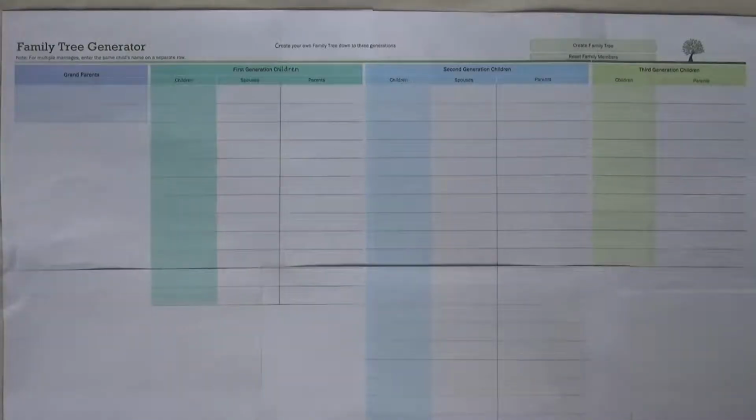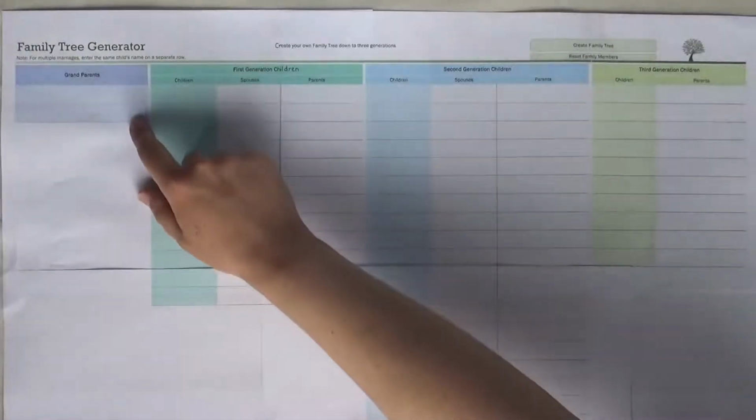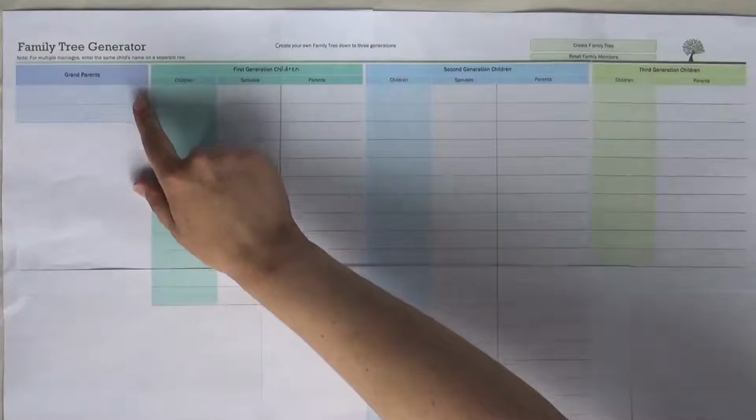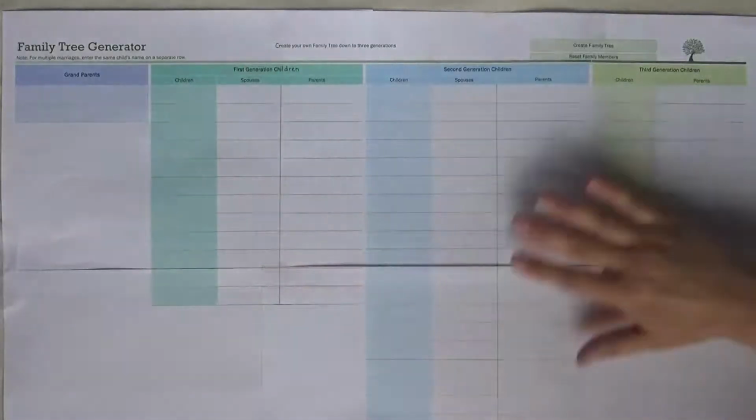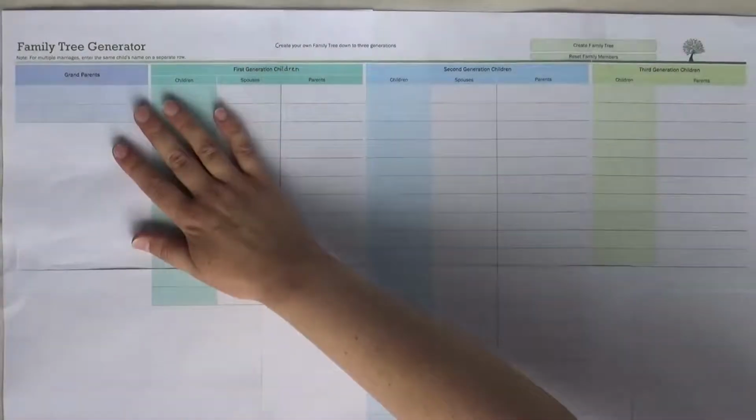Okay, so here we are with our chart. My mother and I are going to fill out a family tree today. We're going to focus on my maternal grandparents, starting with my mother's parents over here. And then we're going to fill out the rest of the chart. You can fill up to 3 generations.